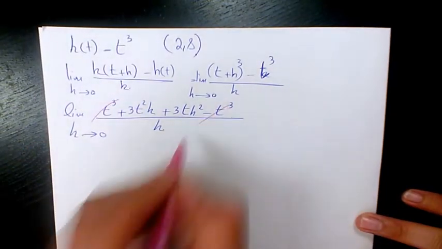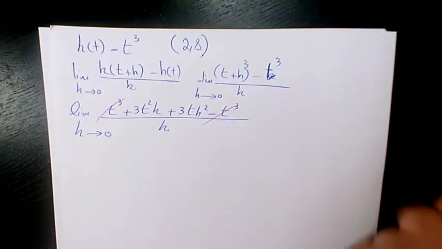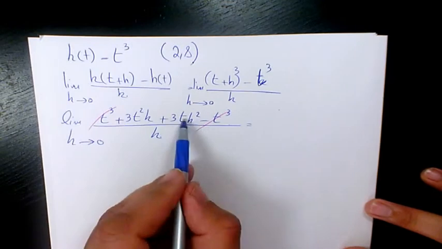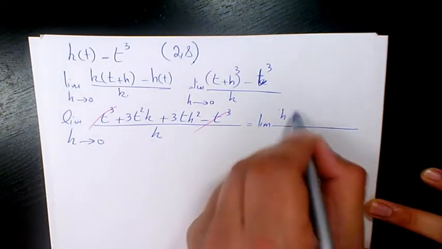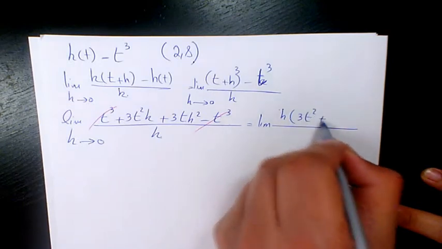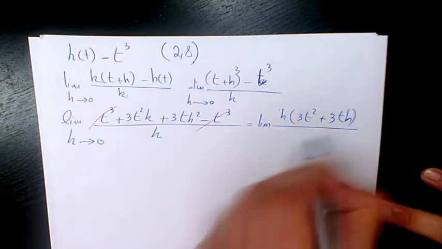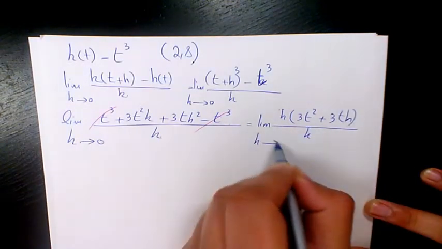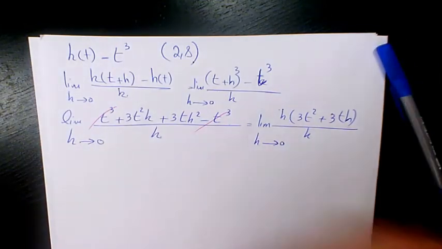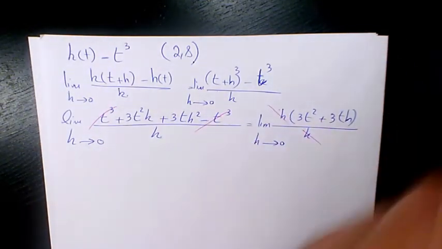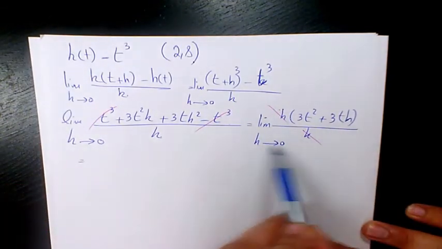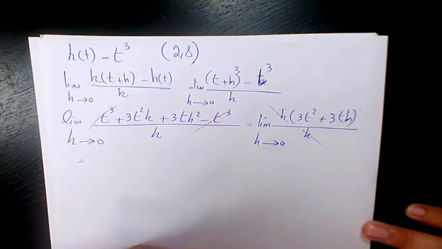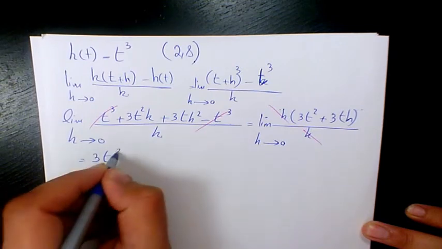T cubed and negative t cubed cancel out, and then I can factor h in here. So limit of h times 3t squared plus 3th plus h squared, divided by h when h is approaching 0. H and h cancel out, and when h is approaching 0, this term is going to be 0 as well, so it's going to be 3t squared.